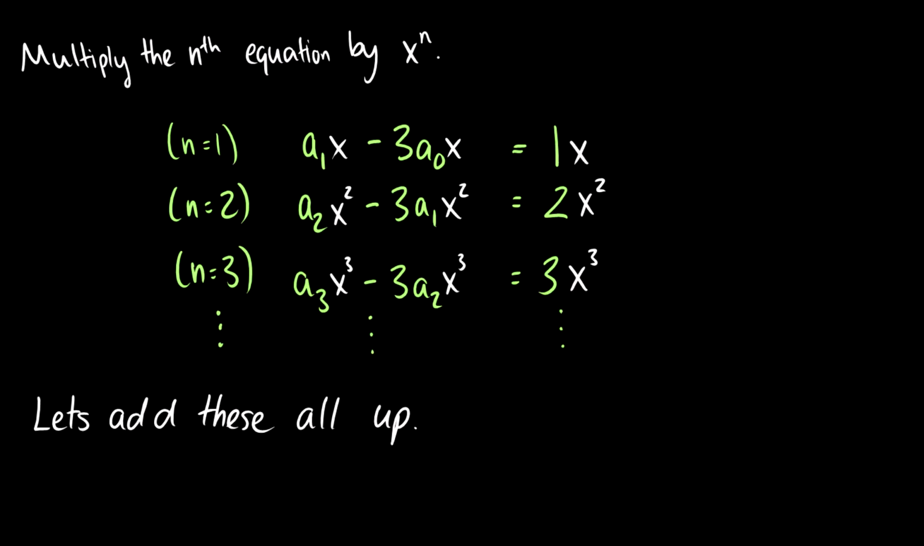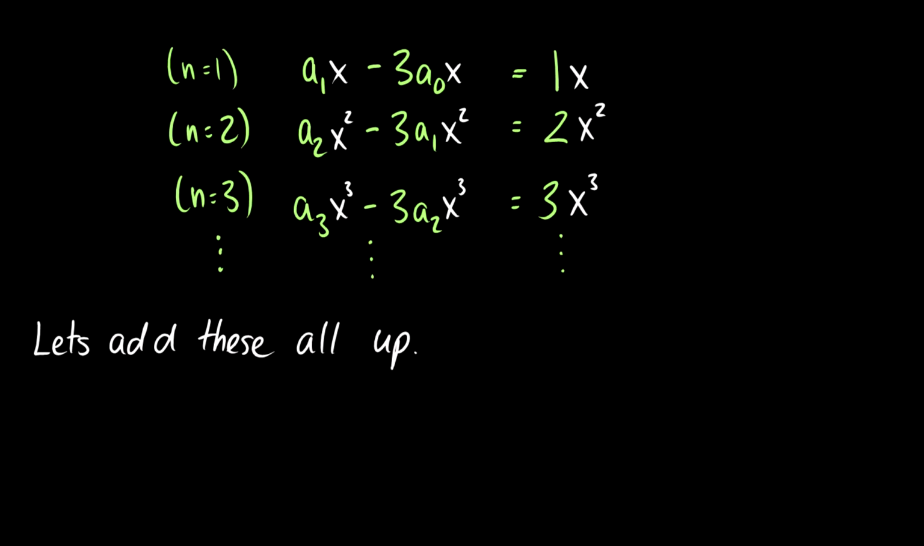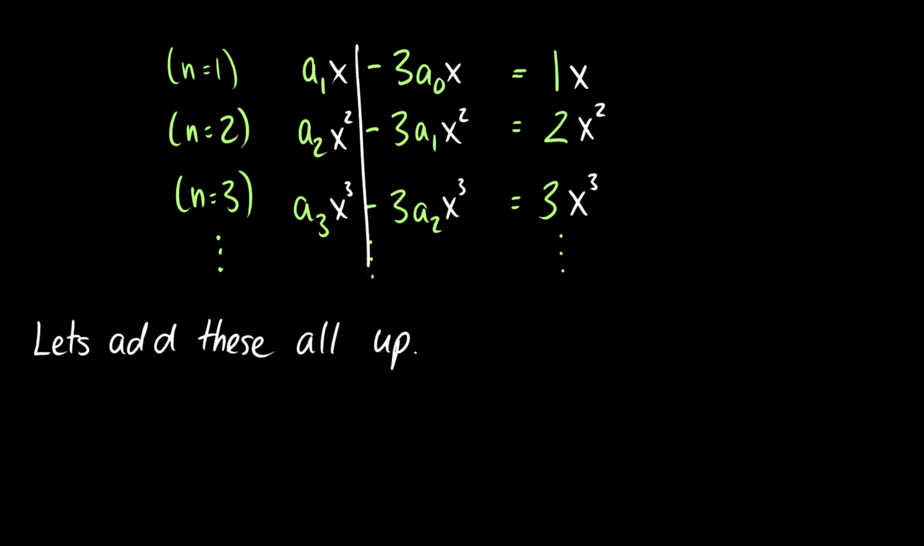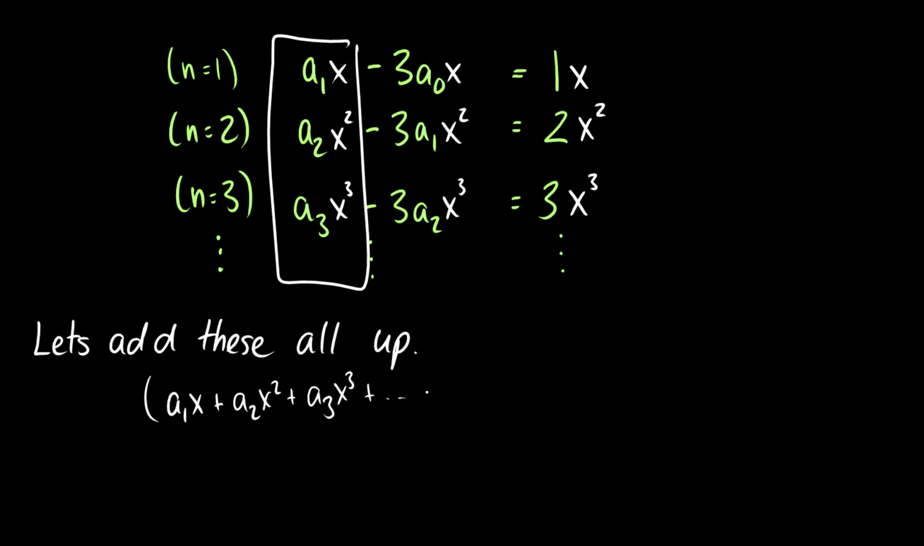And what we see here is we're going to add these up vertically. So here's what we get. I'm going to do these in different colors so we can keep this separate. Here's all these ones. We're going to get a1x plus a2x squared plus a3x cubed plus ... for the first one. And how can we write this? We can say this is just the sum of i greater or equal to 1 of a_i x to the i.